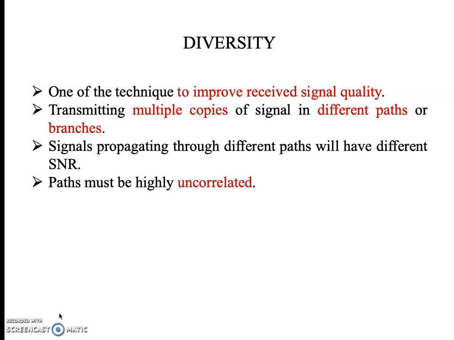If it is applied at the transmitter side, it is called transmit diversity, or if it is applied at the receiver side, it is called receiver diversity. For applying the diversity technique, we need multiple antennas.